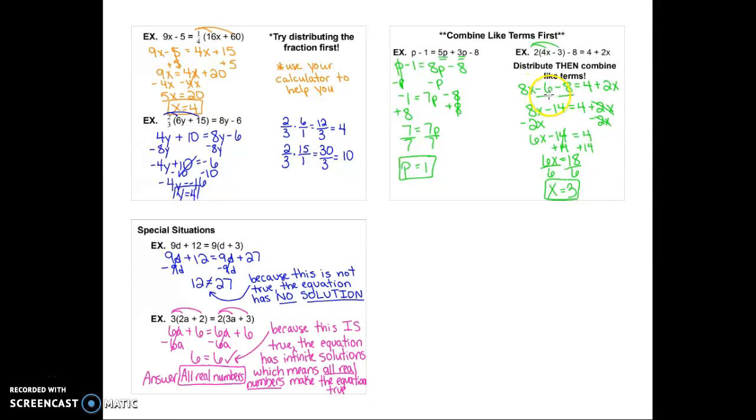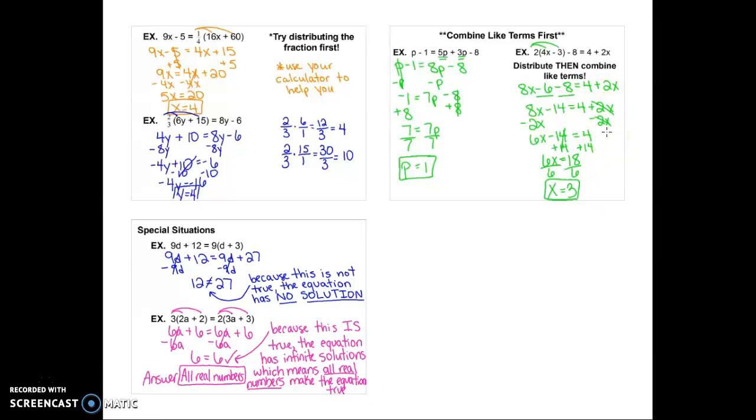Now you're going to need to combine some like terms here. -6 and minus 8. Those are constants, but they are like terms, so you need to combine them together. The 8x just gets carried down. -6 minus 8 is a -14. Equals 4 plus 2x, again, just gets carried down. There was nothing to combine there.